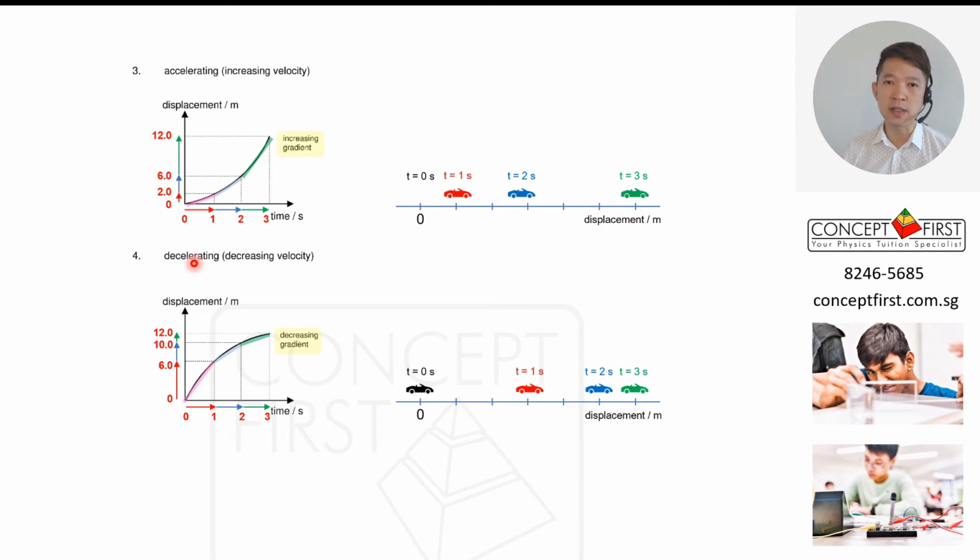Now, decelerating. Every subsequent second, the change in displacement gets less and less, meaning that it slows down. You will see a curve of decreasing gradient, therefore decreasing velocity. It looks like this when it moves.